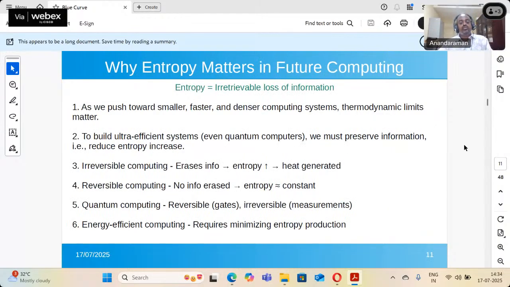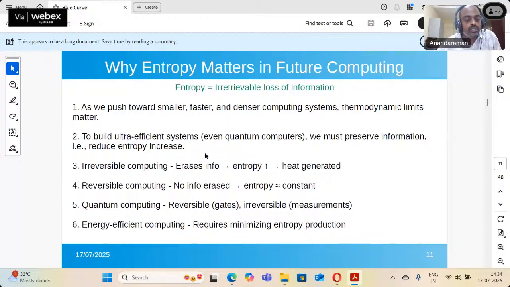Why does entropy matter in future computing? Classical reversible computing and quantum computing are both future computing. Entropy is irretrievable loss of information. As we push towards smaller, faster, and denser computing systems, thermodynamic limits matter. Now we are at 3 nanometer scale processors. To build ultra efficient systems, even a quantum computer, we must preserve information, that is, reduce entropy increase.